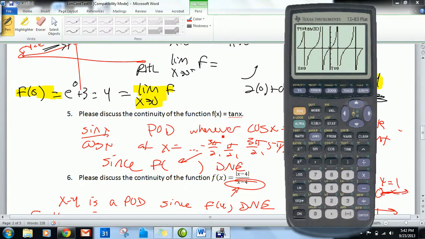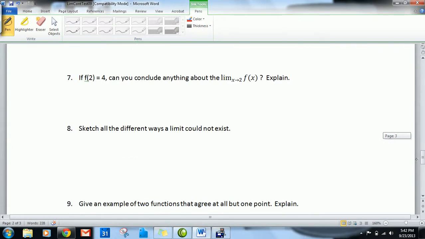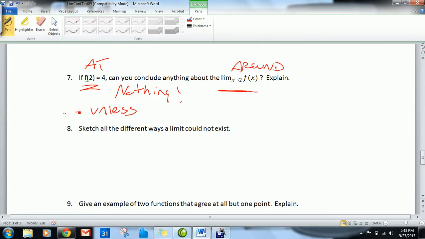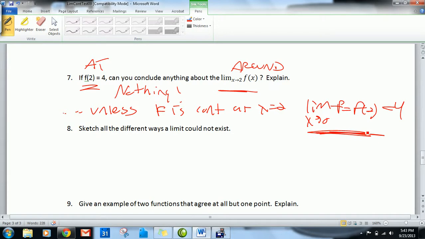Okay? So that'll do it for this chunk of questions. Let's move on to the more abstract ones. So moving forward, f of 2 equals 4, well, that tells us nothing about the limit. That's a behavior at 2, whereas the limit is a behavior around 2. And remember, what we're establishing is that those aren't necessarily the same things, unless we know f is continuous at x equals 2, in which case the limit as x goes to 2 equals the function at 2, which would also be 4. There's your definition of continuity at 2.